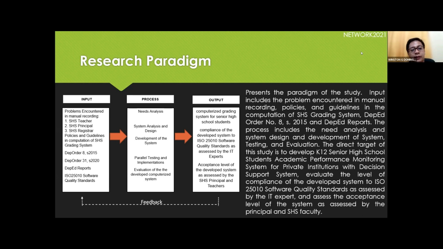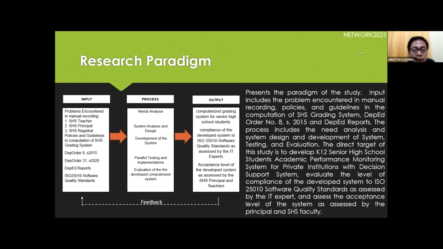Okay, what is the process? We need a needs analysis of the problems, issues, and concerns in the manual grading system, and of the policies. Those are the things that we need to analyze in system analysis and design, because this part will be integrated in the design of the system: the policies, the computation of grades, and even the reports that will be included in the development of the system.